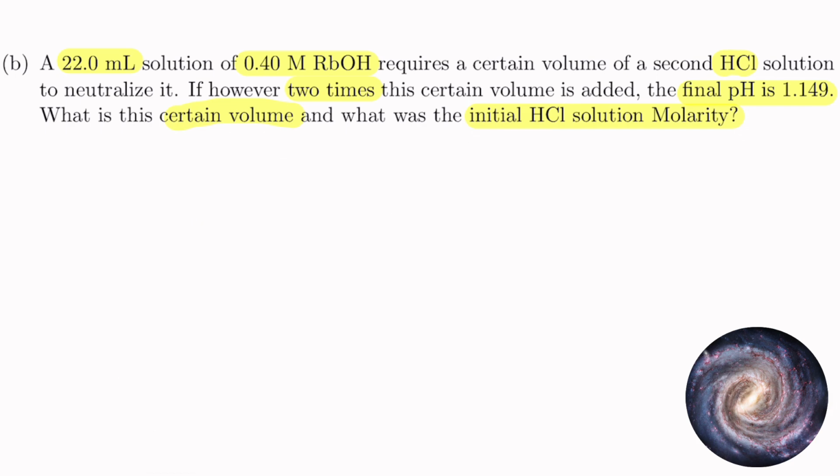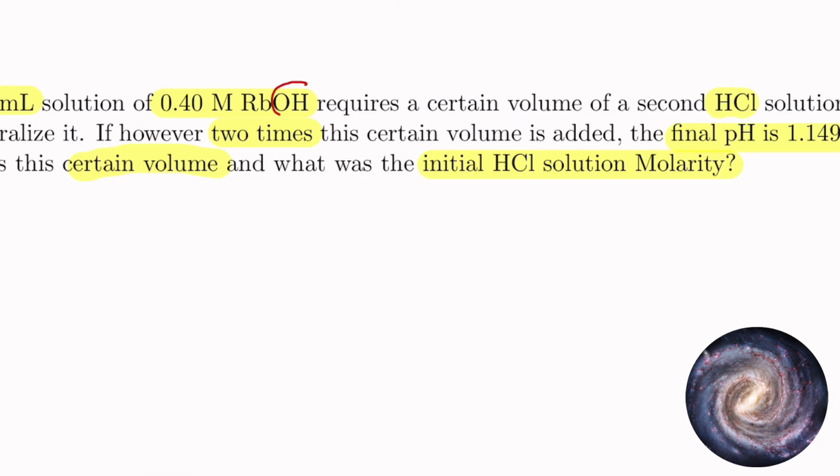So I'm starting by just highlighting all of the key information here. And it's very important to recognize that since RbOH only contains one hydroxide, it's essentially equivalent to 0.4 molar of OH minus. And we'll see the same thing for HCl. Each HCl only has one H, so 1 molar HCl is equivalent to 1 molar of protons.